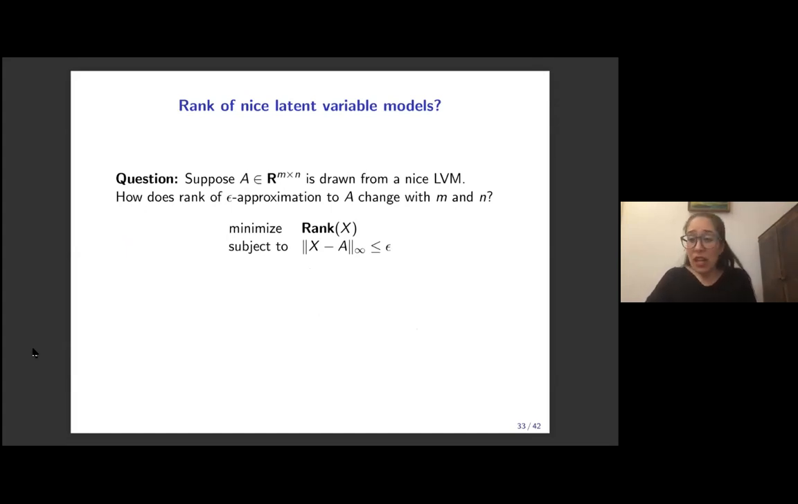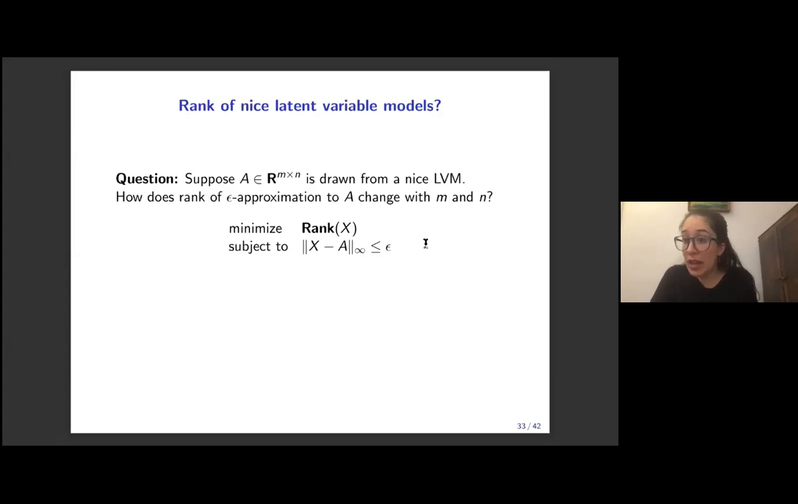If your data table is drawn from a latent variable model, it's not generally going to be low rank, it's generally going to be full rank. But we can look at the rank of an epsilon approximation to that data table. I'm going to look for a matrix where every entry is within epsilon of the corresponding entry of my data table A, and I want to find a matrix like that that has low rank.